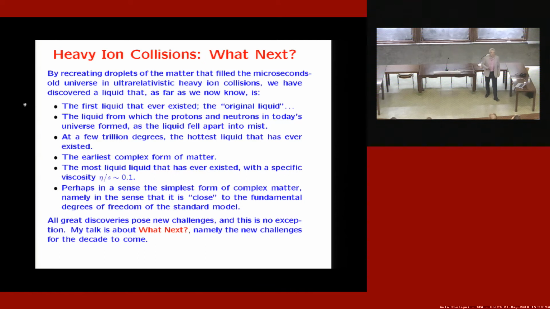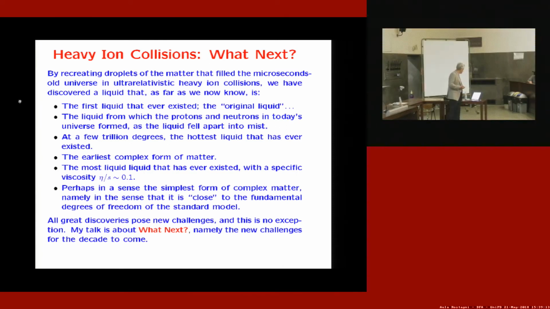It was also original in the sense that it is the source of all the protons and neutrons in today's universe. All the first protons and neutrons formed as this liquid fell apart into a mist. This liquid is a few trillion degrees hot, so it's also the hottest liquid that we know of, as far as we know the hottest that has ever existed. It was the earliest form of complex matter that formed. In a sense that I'll explain more in a few minutes, it is the most liquid that has ever existed.